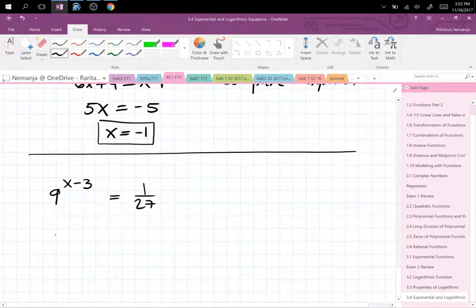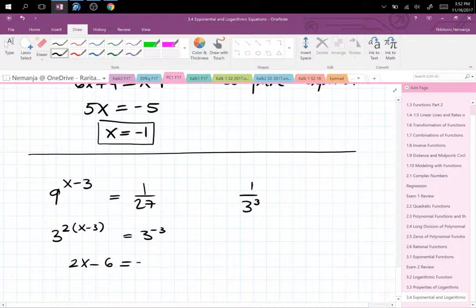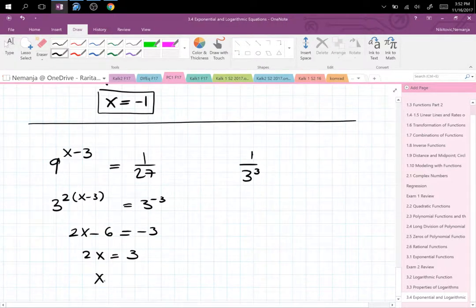So 9 can be written as 3 squared, and then we have x minus 3 exponent from before, equals 3 to the negative 3. We know that 27 can be written as 1 over 3 cubed, and then when it goes up, it changes the sign on the exponent. So when we compare, we get 2x minus 6 is equal to negative 3, 2x is equal to 3, and x is equal to 3/2.